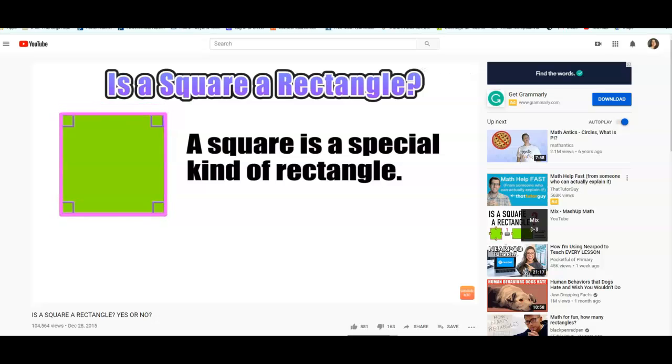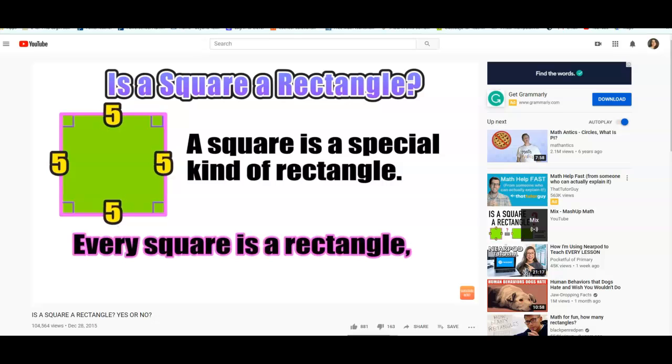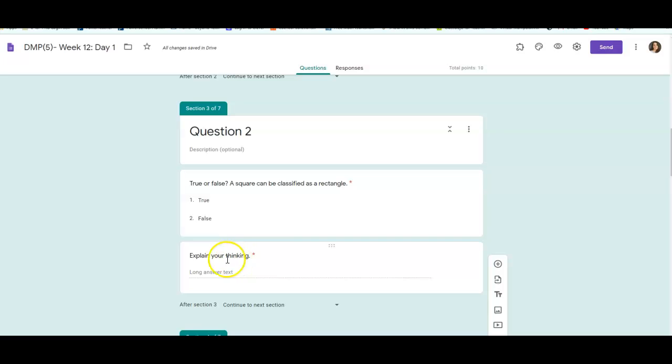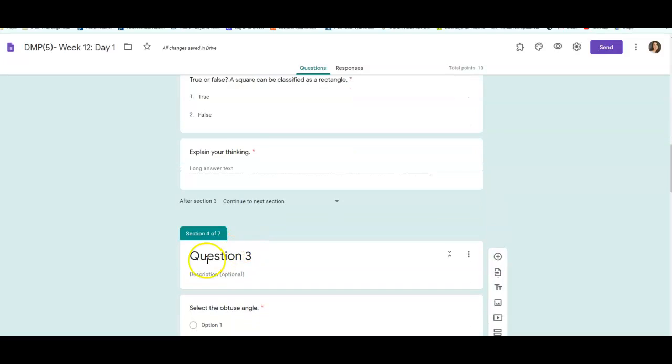So all the sides are congruent. So if you knew that one side of a square was 5, you would know that all the sides must be 5. So we can conclude that every square is a rectangle, but not every rectangle is a square. So don't forget to explain your thinking here.